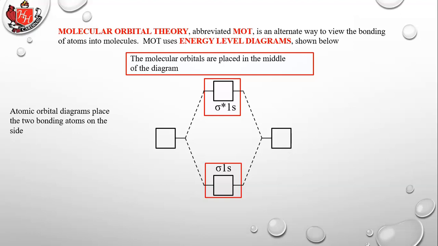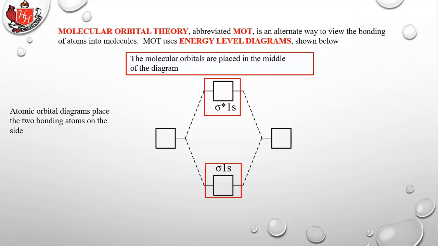Let me read the designations here. That's sigma, the Greek letter sigma, 1s. So that's the bonding orbital for the 1s orbital. That's the one that hydrogen and helium have. Sigma means it's in between the two atoms, in the internuclear axis. We talked about sigma when we were talking about hybridization, so it has the same meaning. Now, that's the one that will bond the two atoms.